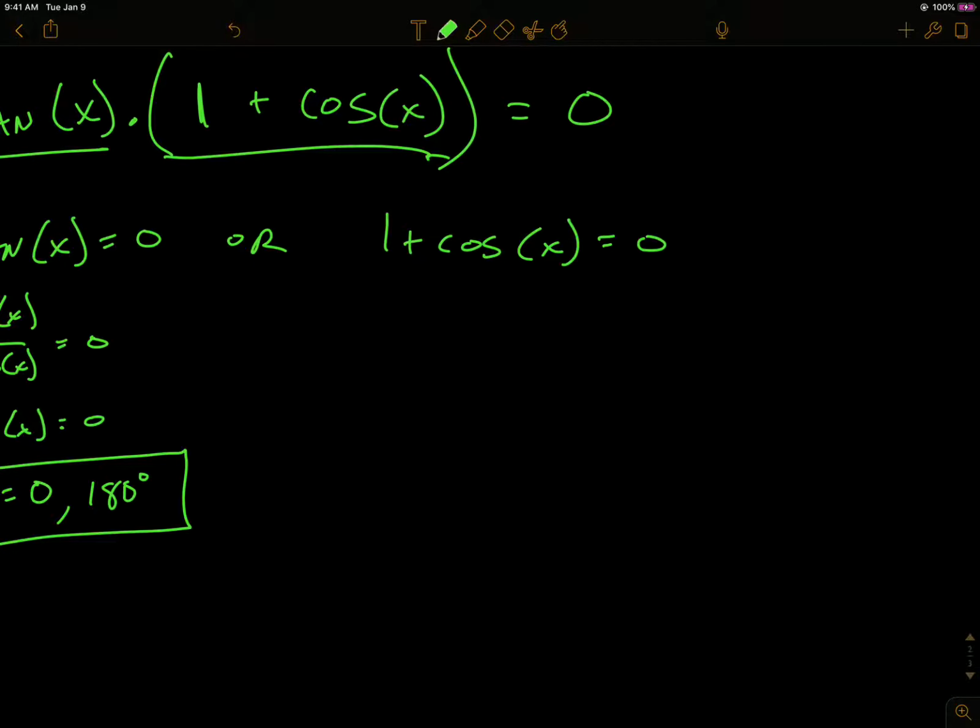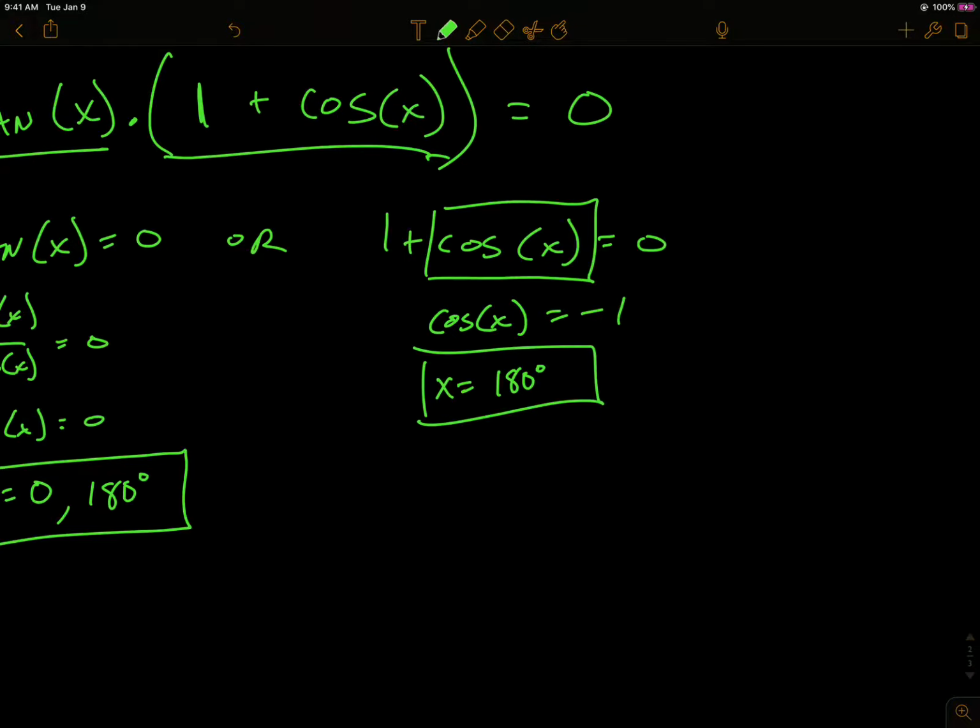Now we got to check when 1 plus cosine equals 0. So I'm going to use the same methods I've used before. I want to get the cosine by itself. So I'm going to subtract 1 off both sides of this equation, and we arrive here. So now when is cosine equal to negative 1? That's going to be at 180 degrees, and that is it. So there are my solutions.